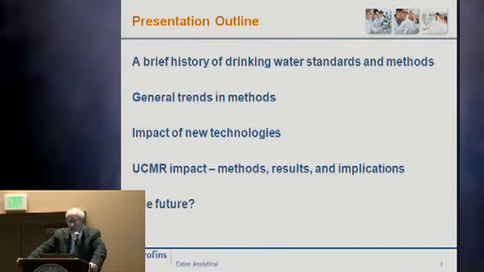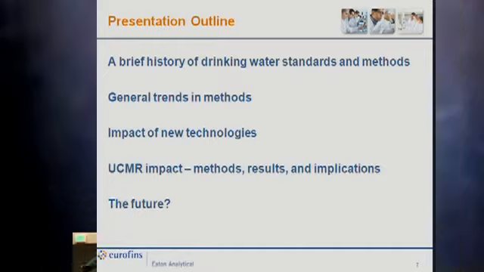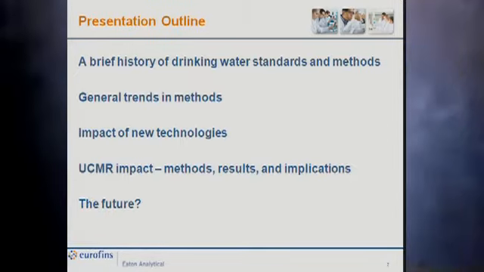Talk about general trends in analytical methods as far as drinking water compliance, what's happened as we've seen new technologies coming along, and then talk a lot about the unregulated contaminant monitoring rules in terms of their impact on where I think we're going, and talk about some of the methods there, some of the results that we saw in earlier UCMRs and what we're seeing in the current one, and implications, and then just engage in some speculation.